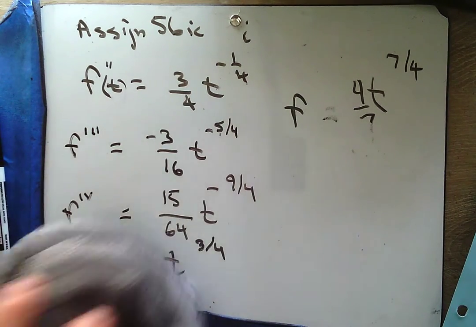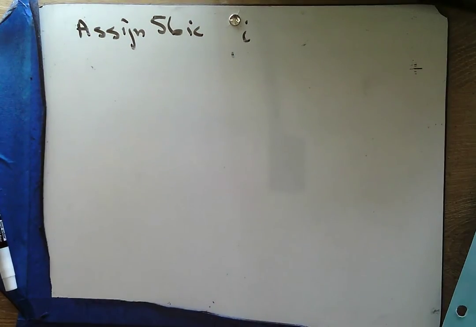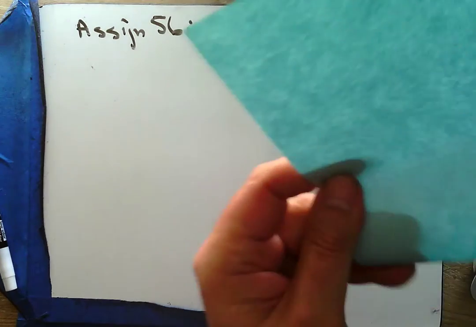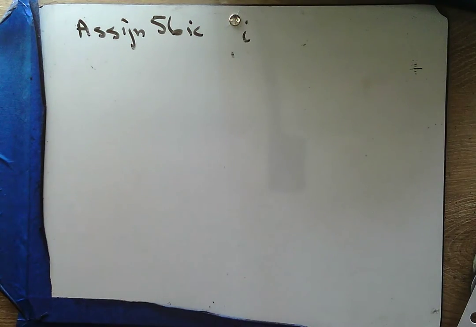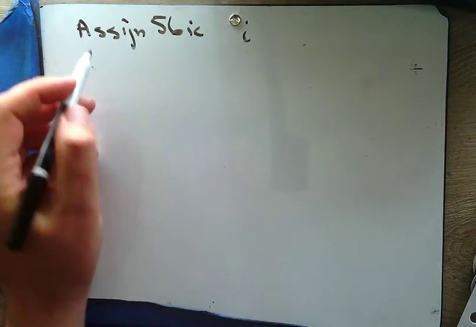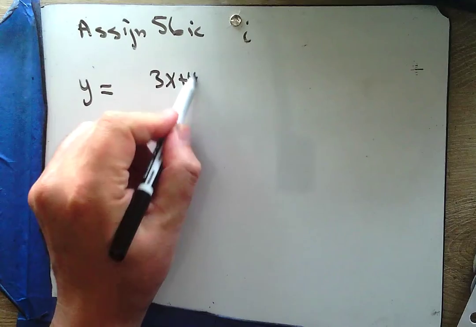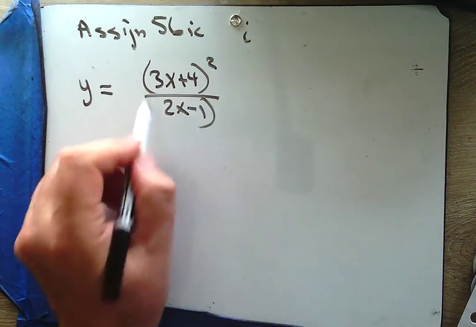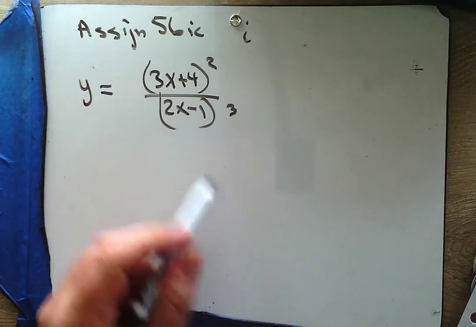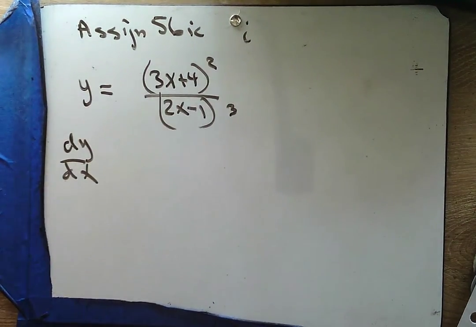Okay? We're going to be doing a lot of going forwards and backwards next semester. Today, not so much. Just a little taste. Okay. Now, some straight derivatives. How about y equals (3x plus 4) squared over (2x minus 1) to the third? Please find dy dx. Go ahead, pause the video.